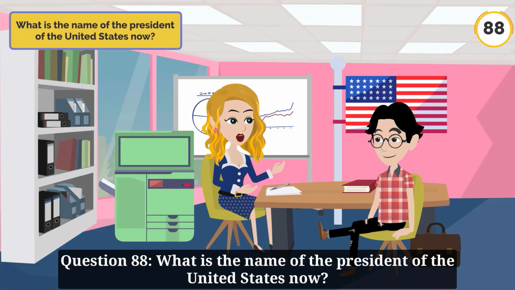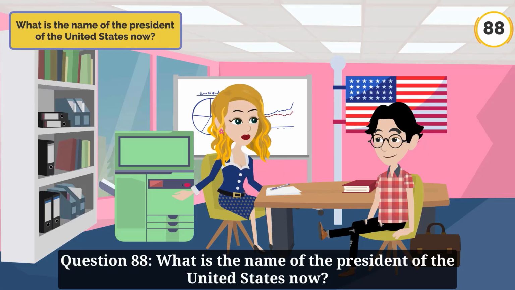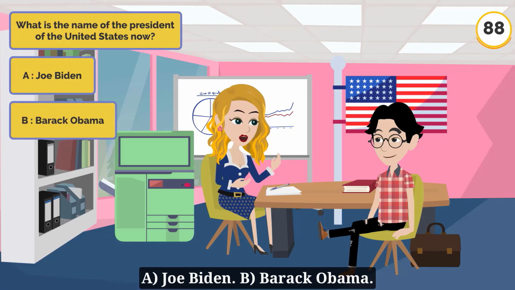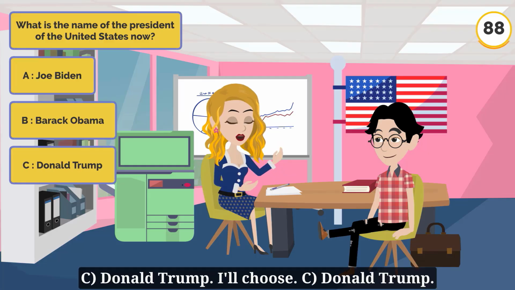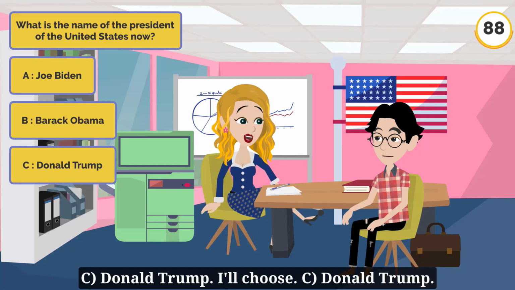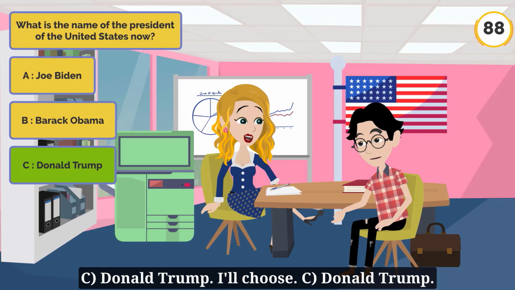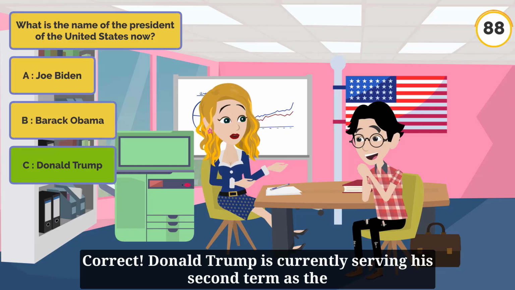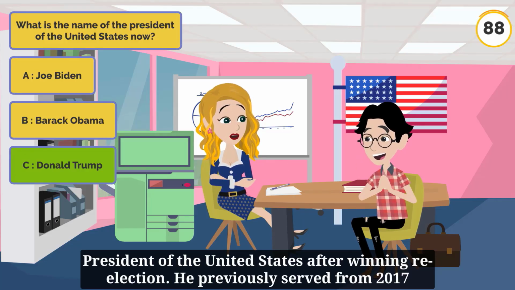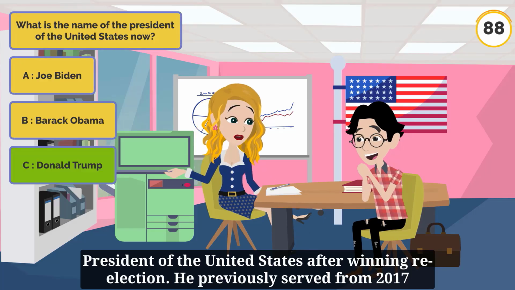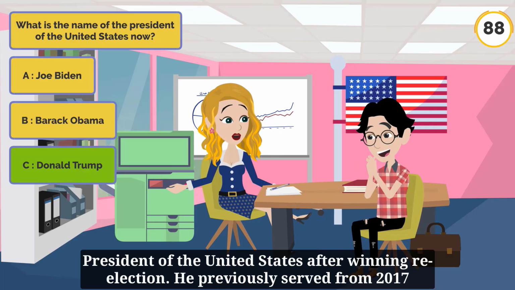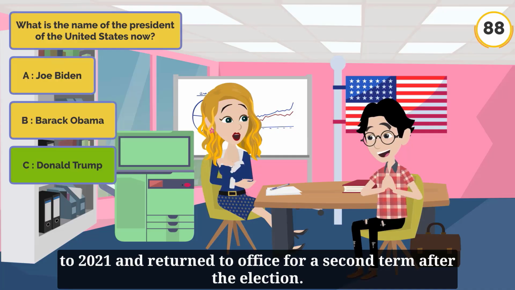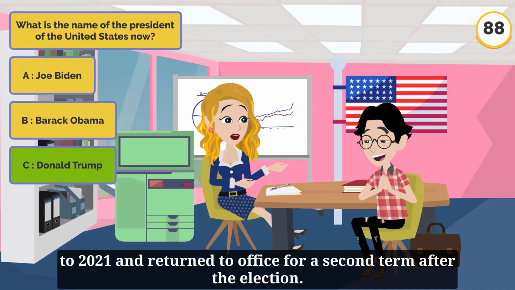Question 88. What is the name of the President of the United States now? A. Joe Biden. B. Barack Obama. C. Donald Trump. I'll choose C. Donald Trump. Correct. Donald Trump is currently serving his second term as the President of the United States after winning re-election. He previously served from 2017 to 2021 and returned to office for a second term after the election.